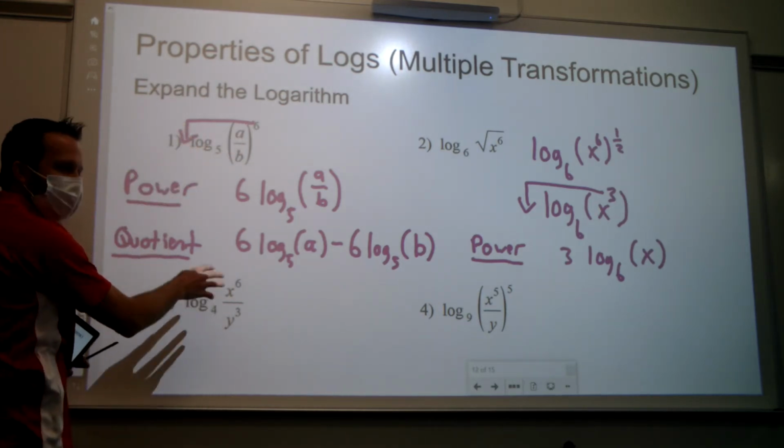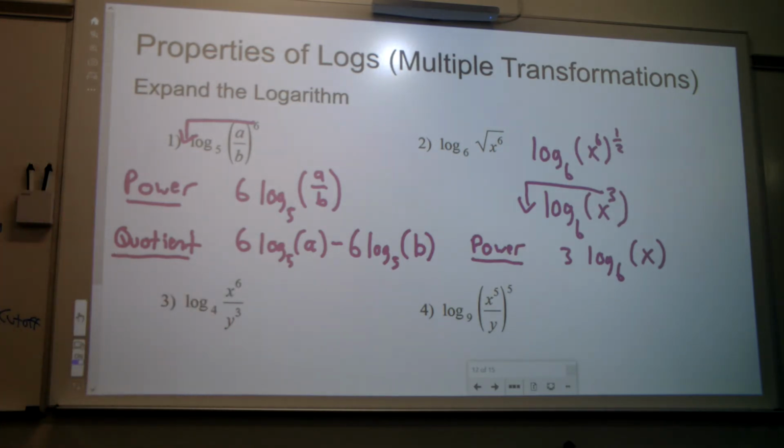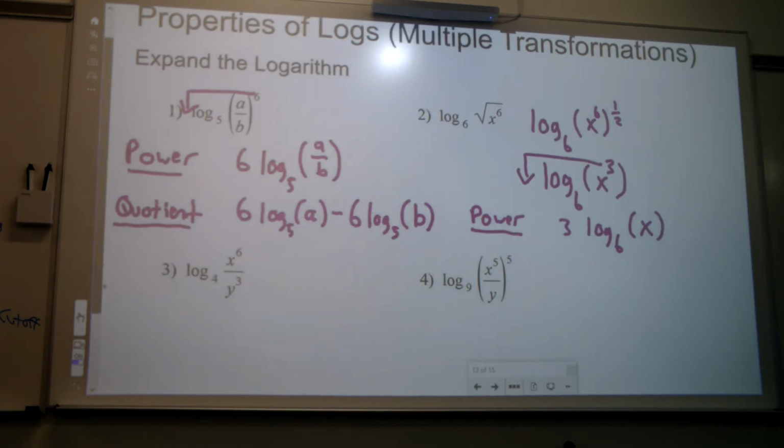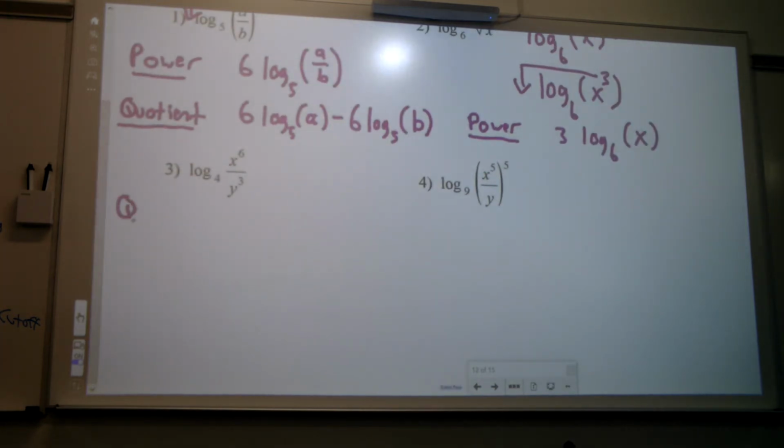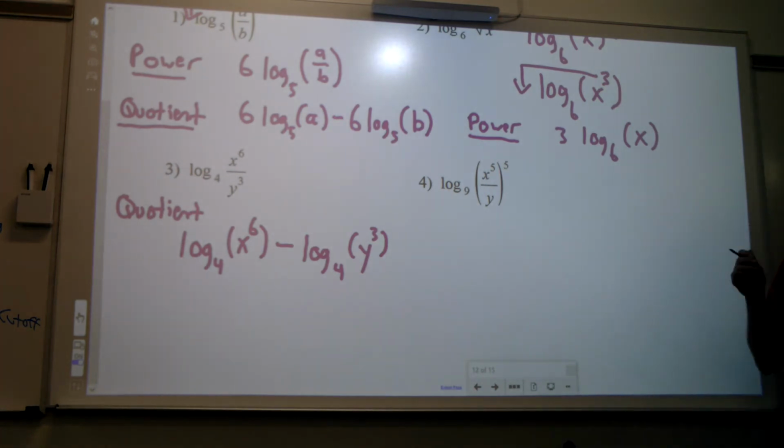Notice here the exponents are kind of separated. Okay? That's why I'm going to do the division, or in other words, which property? Quotient property first, okay? So I'm going to put a little note here, quotient. I'm going to do that first. So I'm going to write this as log base 4 of x to the 6. And since we're doing quotient, we're going to subtract log base 4 of y to the 3rd. Awesome. Okay, there we go. That's quotient property. That was our first layer.